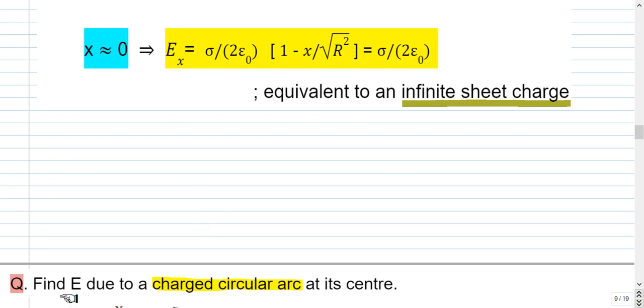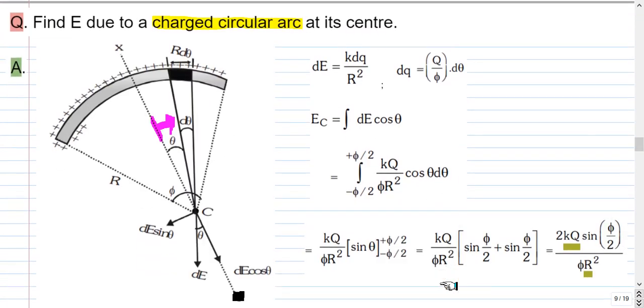Let's consider this question. Find the electric field due to a charged circular arc at its center. You can pause and attempt this question. This is a circular arc with uniform linear charge density, and we have to find the electric field at the center of the circular arc. This circular arc is a part of a circle, so the center of the circle is the center of the circular arc.